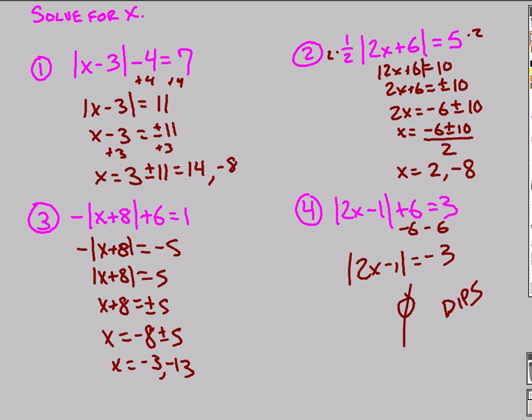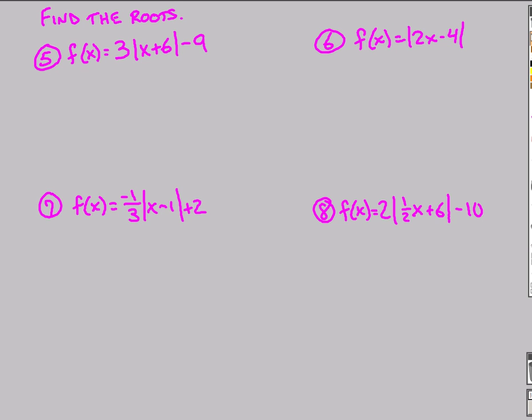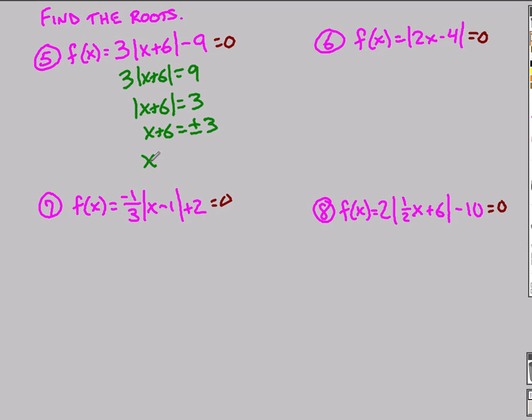All right, in 5 through 8, we need to find the zeros, the roots of the polynomial. All we need to do is set each one of these equal to 0, and then go and just solve for x like we did in those first 4 problems. So, for these ones, I'm going to start by adding 9 to both sides. For this one, then I'll divide by 3, so x plus 6 now will equal 3. Get rid of the absolute value by doing plus or minus 3. So x will equal negative 6 plus or minus 3. So my answers here, if I add, it'll be negative 3. If I subtract, it'll be negative 9.